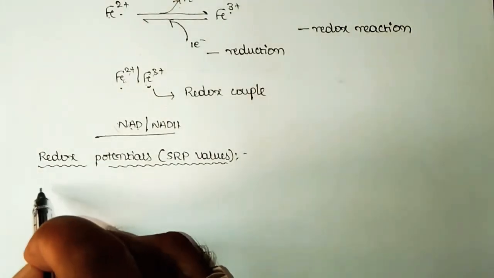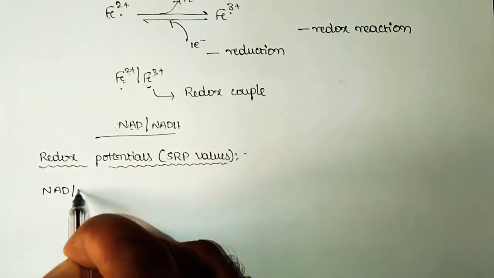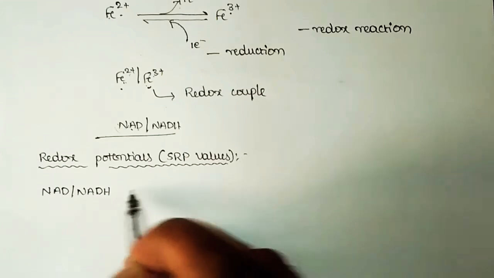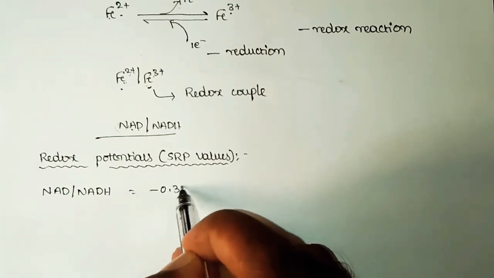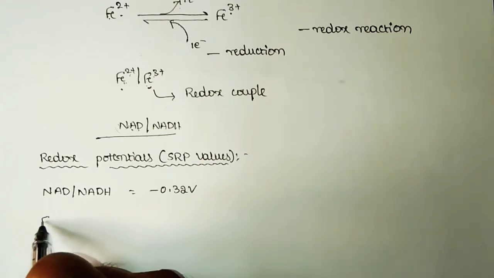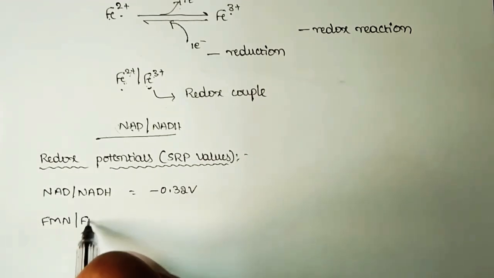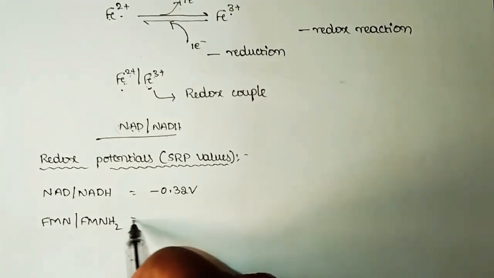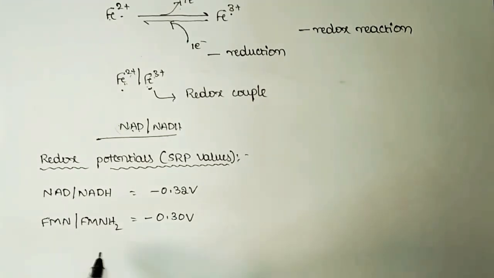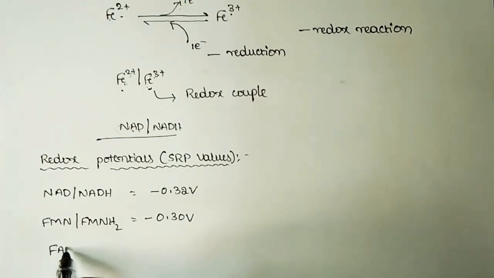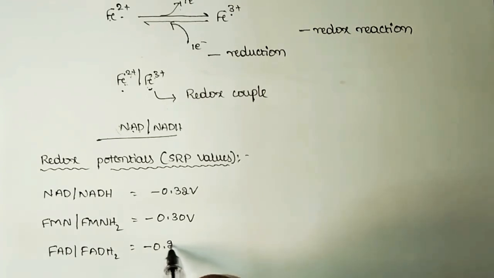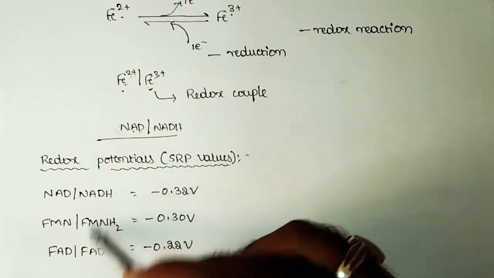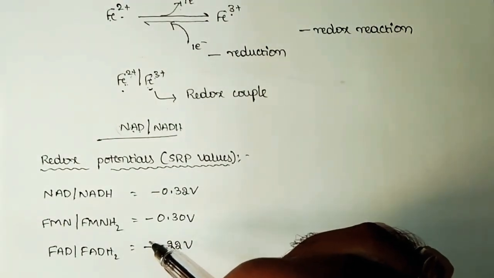For the first redox couple, NAD and NADH, the standard reduction potential, that is the E naught value, is minus 0.32 volts. For the second redox couple, FMN and FMNH2, the standard reduction potential is minus 0.30 volt. And for the other redox couple, FAD and FADH2, the standard reduction potential value is around minus 0.22 volts. You can notice that all these three redox couples have negative reduction potentials.